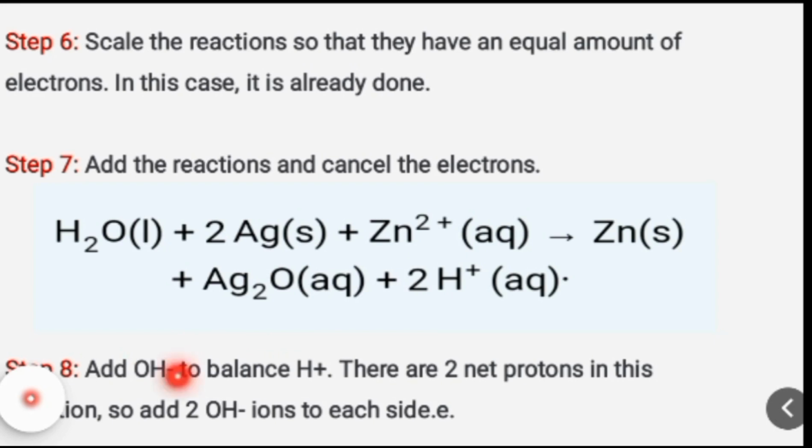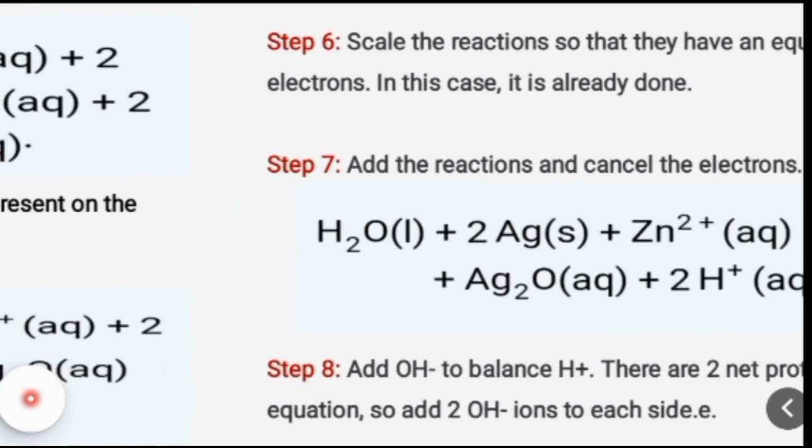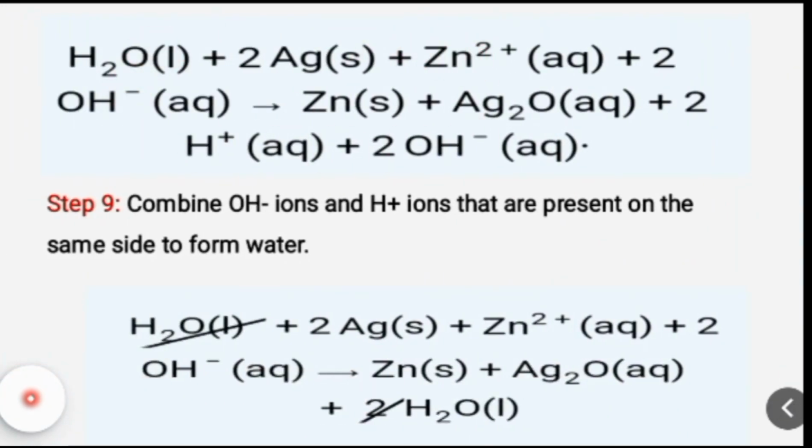Step 8 says add OH minus to balance H plus. Therefore, we have two molecules of H plus here. We're going to add two molecules of OH minus to both the left and the right hand side to give us this equation. So you see that our OH minus has been added to the left hand side and also to the right hand side. We have two molecules. Why? Because H plus is two molecules.